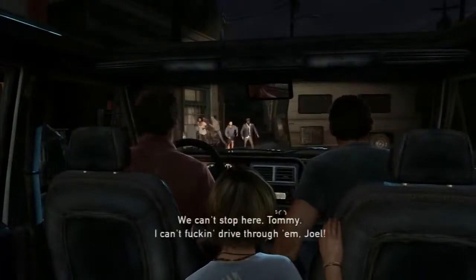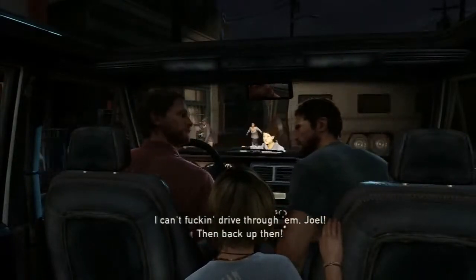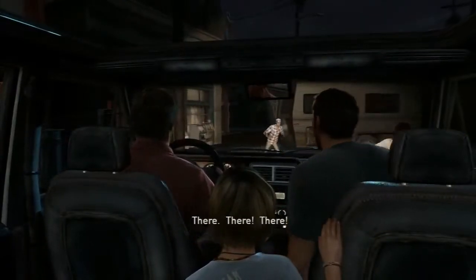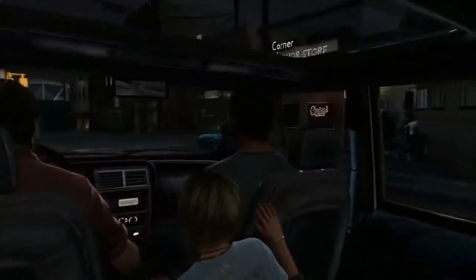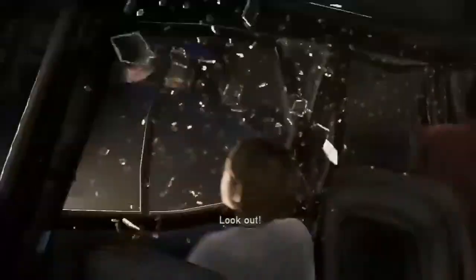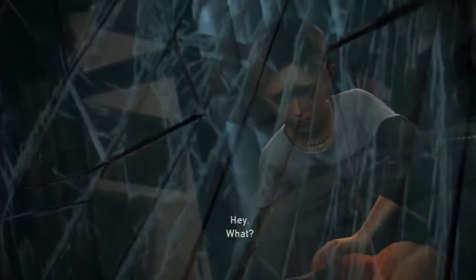We can't stop here, Tommy. I can't fucking drive through them, Joel! Back up there! They're behind me, too! There! Hold on! Go! Oh, fuck! Daddy? Hey. Hey! Get back, baby. Get back.